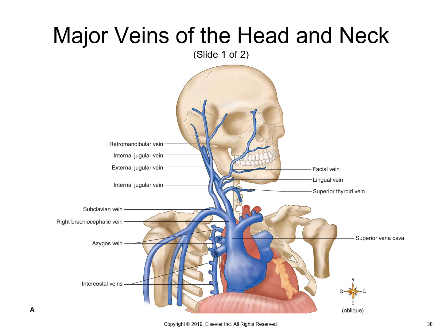Again, we have superficial veins and we have deep veins. So the superficial veins drain blood from the skin and the face, and those deep veins drain the blood from the brain and also the muscles.